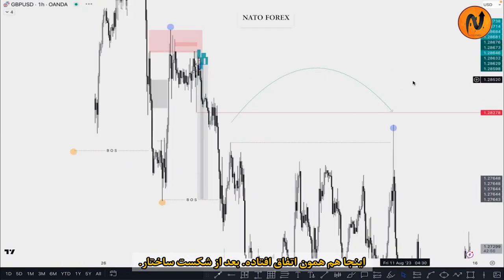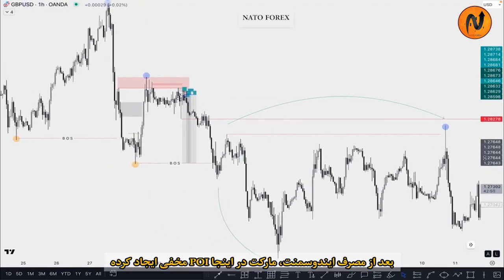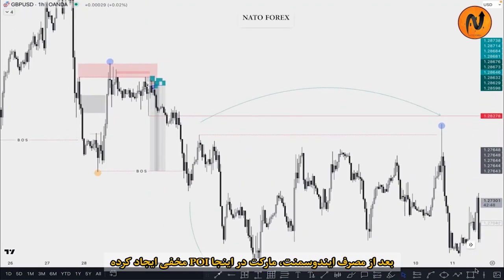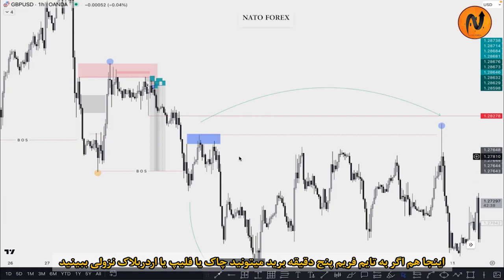Okay, the same thing happened here after this move, it broke this structure, took out the inducement, and after taking out the inducement, the market created a hidden PUI right here, right? The market created a hidden PUI, something like this, pushed downside and mitigated this one and pushed downside. Again, when you switch here to the 5-minute time frame, then you will see a 5-minute unmitigated order block or maybe a chalk flip or anything here.